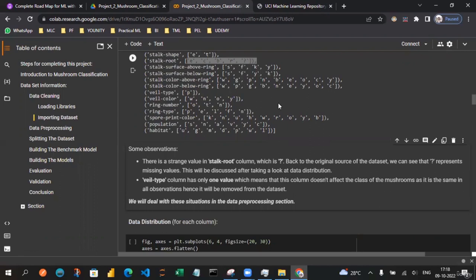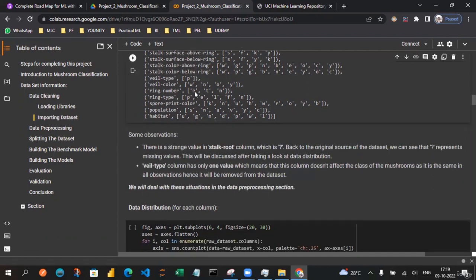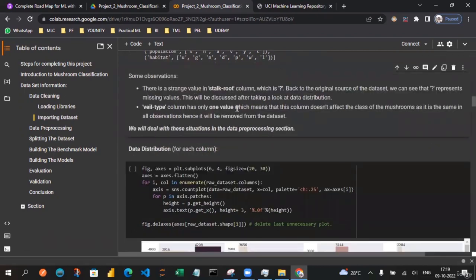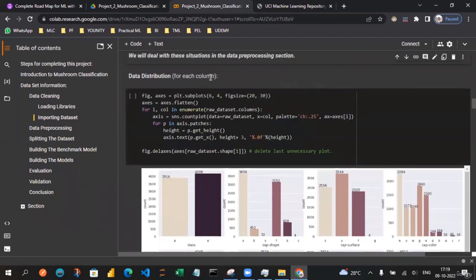So suppose you are going to classify poisonous and edible, and you have only one column value, the same for all the observations, it's going to be removed from the dataset. That may not be ideal in data processing, right? So we can remove those kinds of unwanted columns and also unspecified column values.